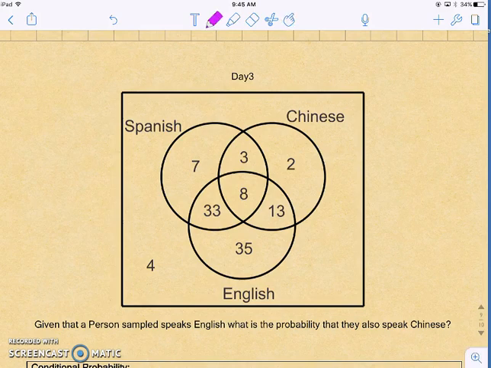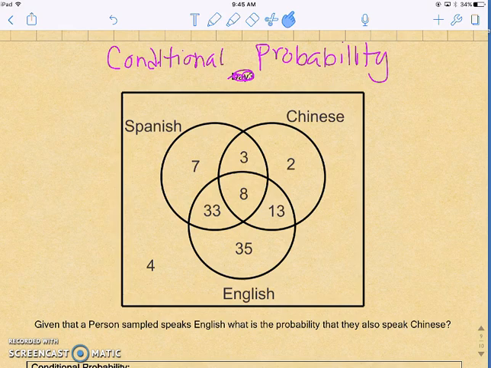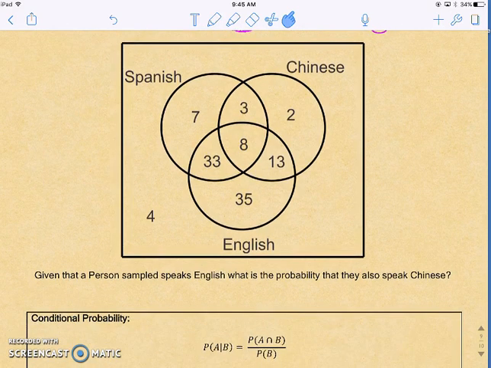So today we're going to take a look at conditional probability. So conditional probability, let's take a look at this problem here. Given that a person sampled speaks English, what is the probability that they speak Chinese? So we know that they speak English.